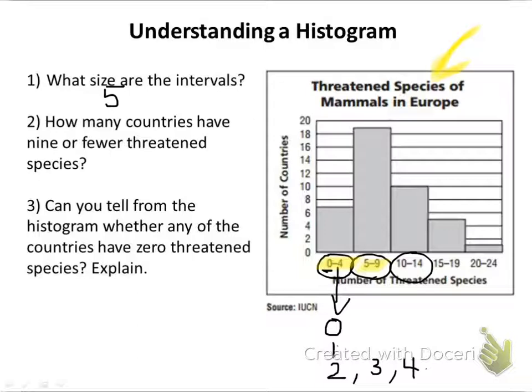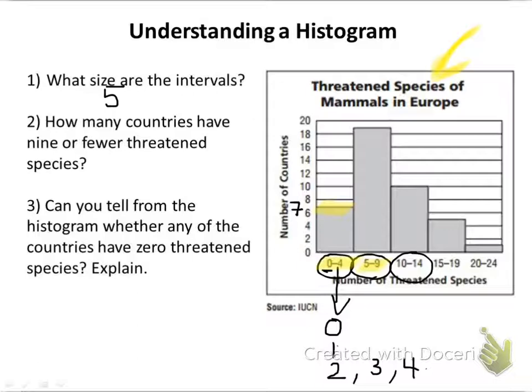Then we need to figure out the size of each bar. So let's start with the first one. This bar right here is between the 6 and the 8. And the number that would be between the 6 and the 8 is a 7. So that means that there are 7 countries in Europe that have between 0 and 4 threatened species.